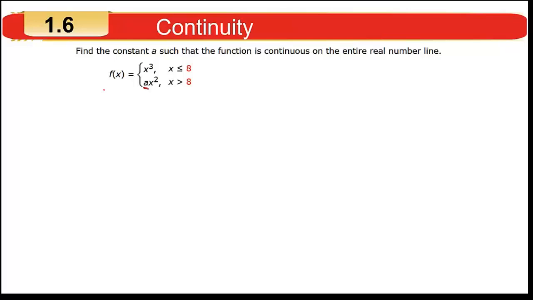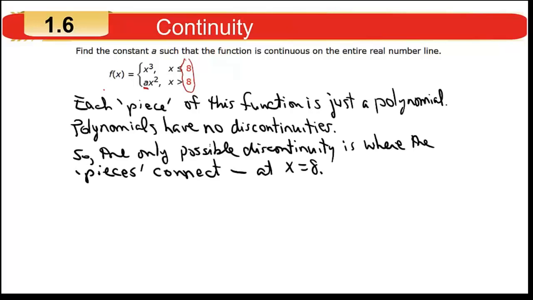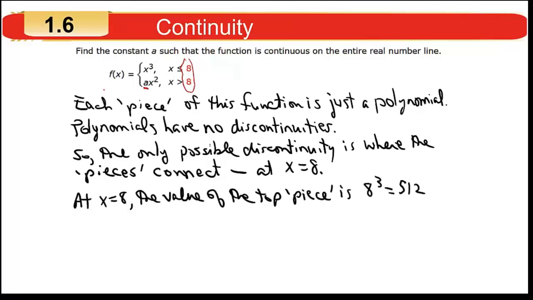The thing that you could use to make sure it's continuous is for the two pieces to come together, and you find that by noting that the place where the rule changes, which in this case is at 8, if the y values are the same at 8 for both pieces, there is no gap, there is no hole. So all we have to do is plug 8 into the top rule.